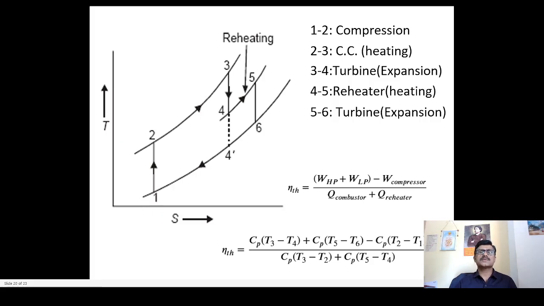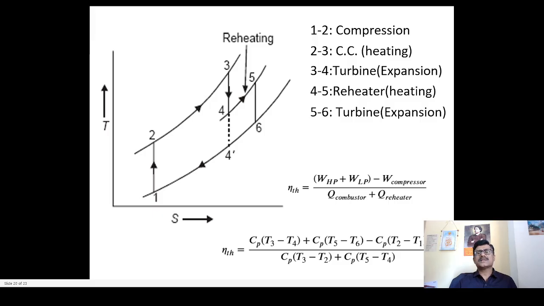Okay, so this is nothing but the total turbine work, WHP plus WLP. To get the W net, we subtract the work required for the compression. That is WHP plus WLP minus the work of the compressor. This is your net work, divided by the heat supplied.